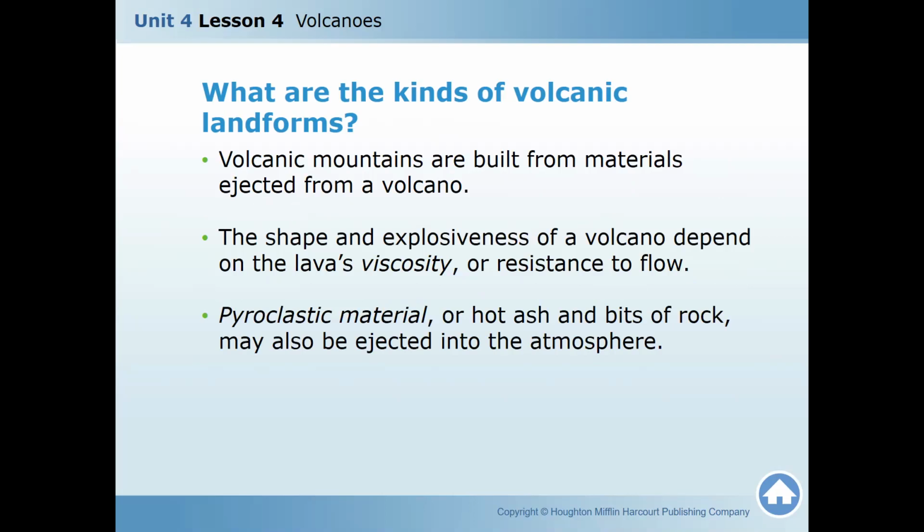Volcanic mountains are built from materials ejected from a volcano. The shape and explosiveness of a volcano depend on the lava's viscosity. Viscosity, girls. For example, you have oil and you have water. If oil is flowing and water is flowing, you know that oil is thick. So you will say oil is more viscous. Do you understand the meaning of viscosity? Viscosity means comparing how water and oil flow, and how thick the oil is. So we say lava viscosity is its resistance to flow.